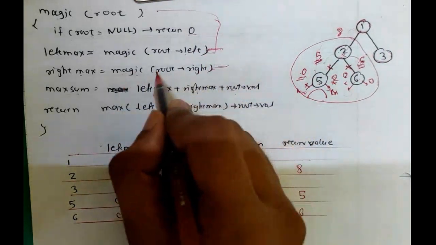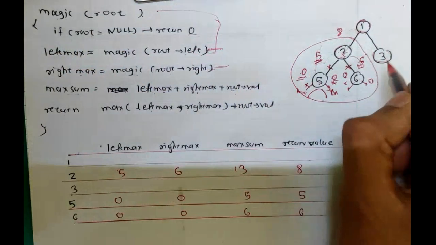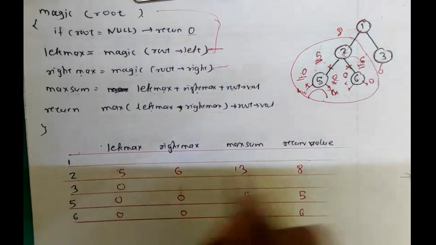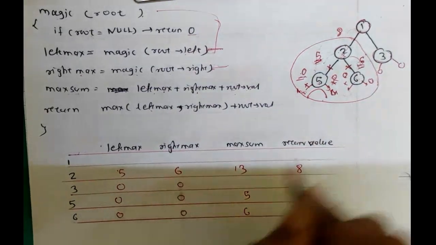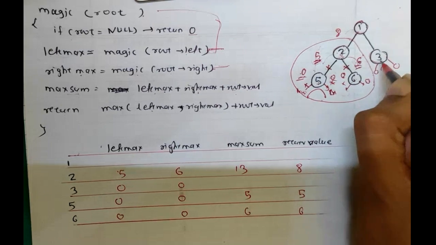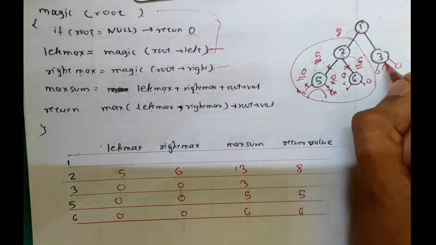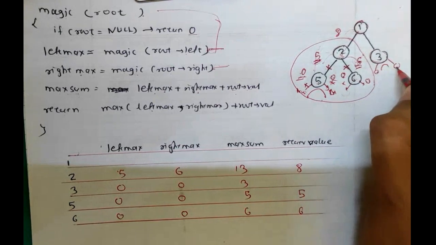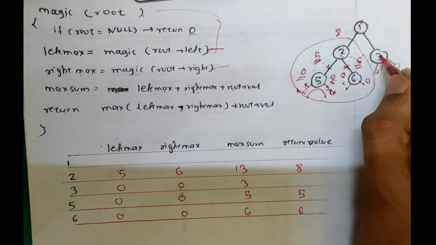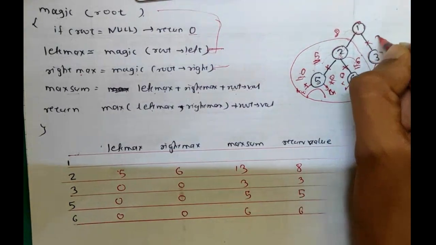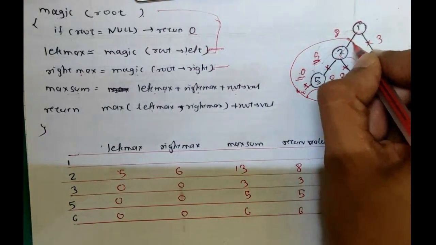As this called the function right, this will again check the left value which is null. So 3's left will be 0, 3's right will be 0, and the return value will be max of 0 and 0, which is 0, plus the root, which is 3. So this will get crossed and 3 is returned. This will also get crossed.